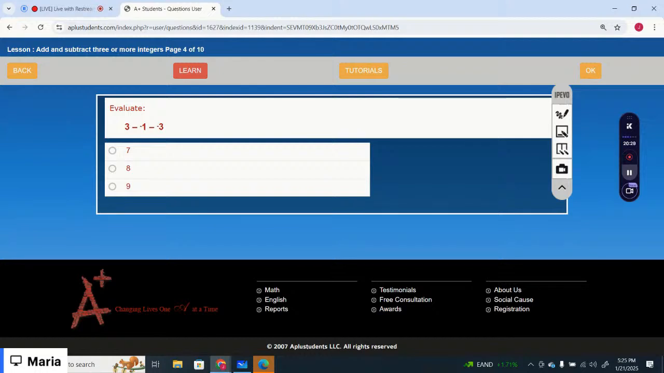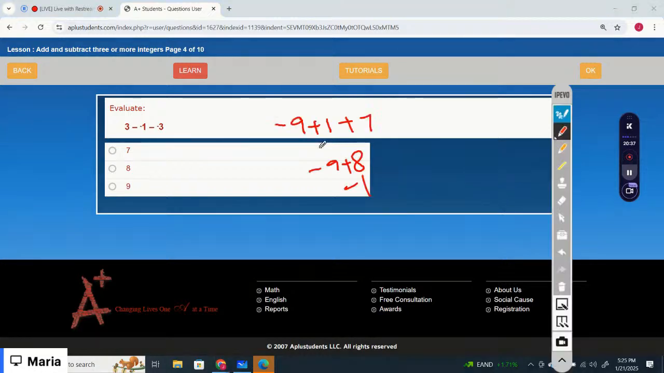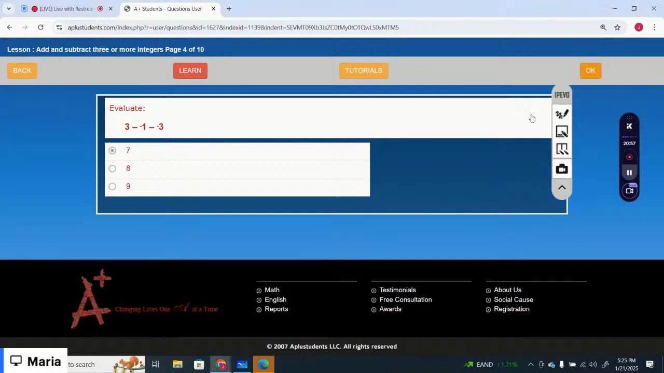3 minus negative 1 minus negative 3. So which is the correct option? Subtracting a negative number is the same as adding: 3 plus 1 plus 3. That is option number 1. The correct option is 7.